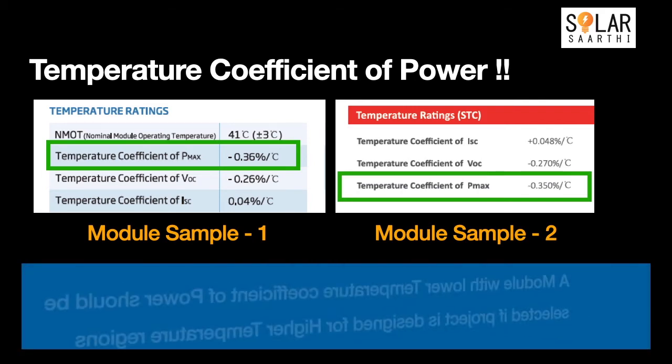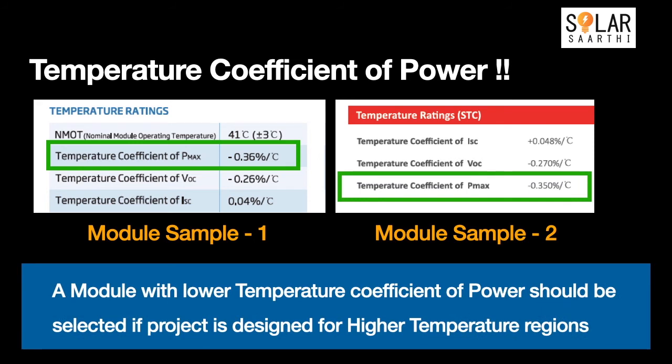So a module with a lower temperature coefficient of power should be selected if the project is designed for higher temperature regions. From the example, we can see that module sample 2, which has 0.35% per degree Celsius as a temperature coefficient, will have less power loss when compared to module sample 1, where the temperature coefficient of power is 0.36%.